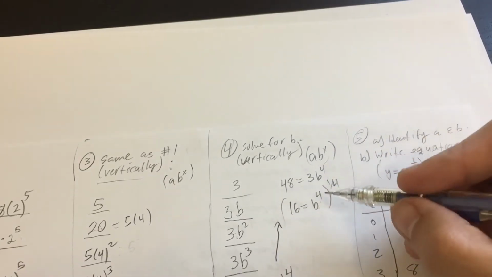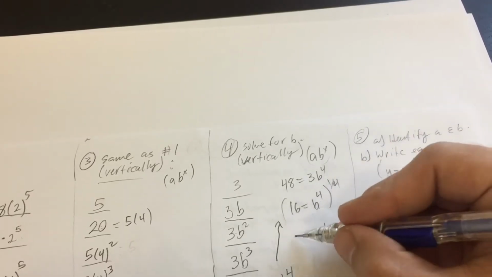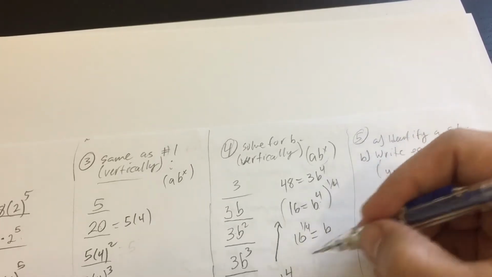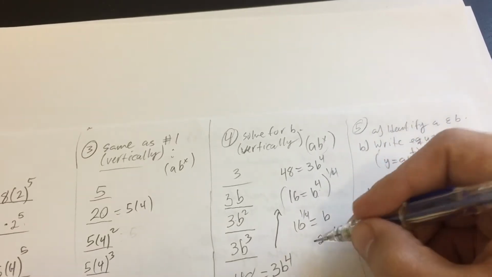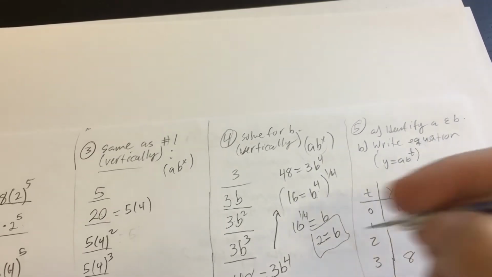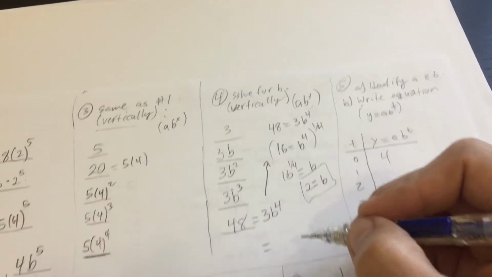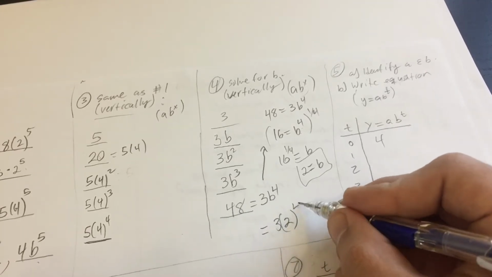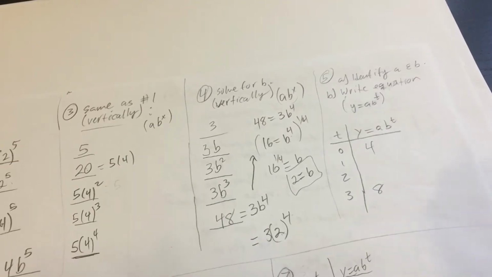If you remember exponent rules, we multiply these exponents and get b to the first. And 16 to the 1/4 is the same as 2. The fourth root of 16 is 2. So what we're repeatedly multiplying by here is a 2. Therefore, we could say that 48 is the same as 3 times 2 to the fourth. 2 to the fourth is 16, times 3 is 48.